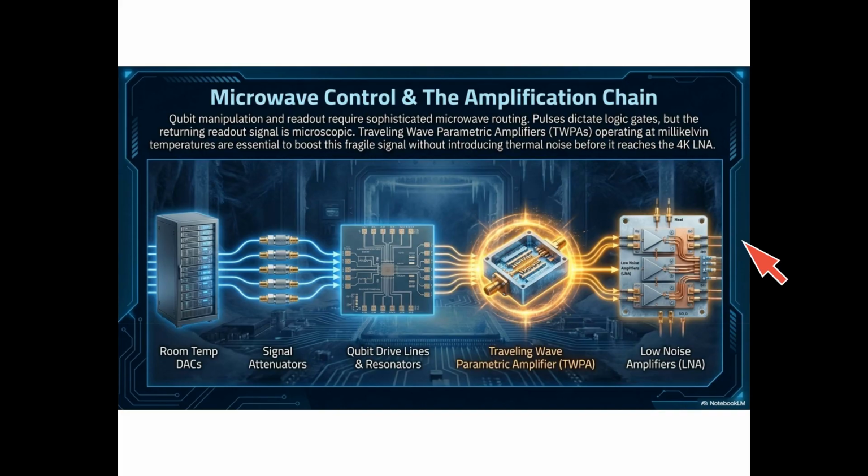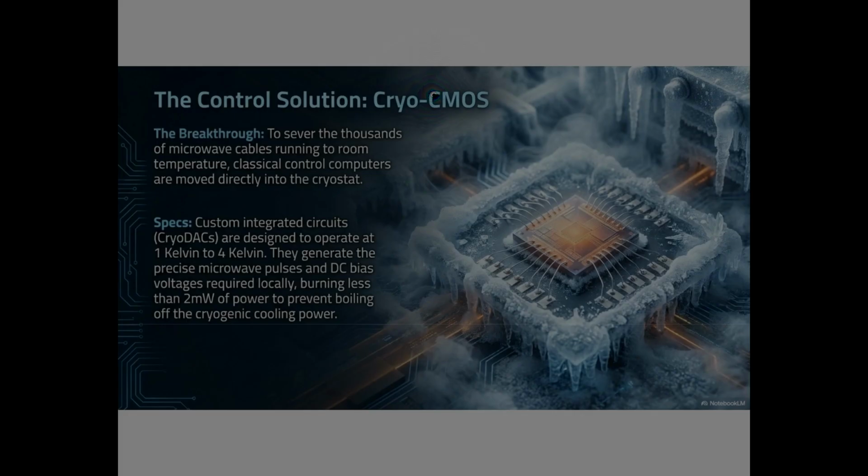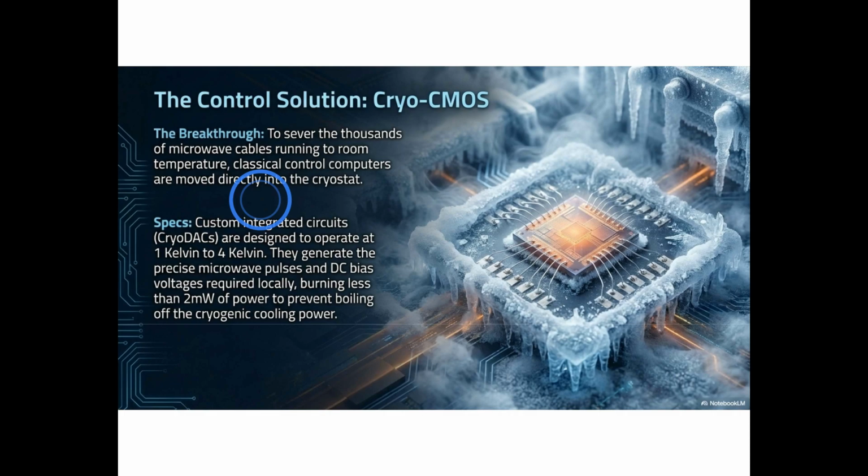This slide presents the solution that the entire field believes is essential for scaling beyond a few hundred qubits. Cryo-CMOS, classical control electronics, moved physically inside the dilution refrigerator. The breakthrough is conceptually elegant. Instead of running thousands of individual microwave cables from room temperature all the way down to the qubit chip, we cut those cables and replace them with a classical control computer installed at the 1 to 4 Kelvin stage of the cryostat, where the cooling power is orders of magnitude greater than at the mixing chamber.